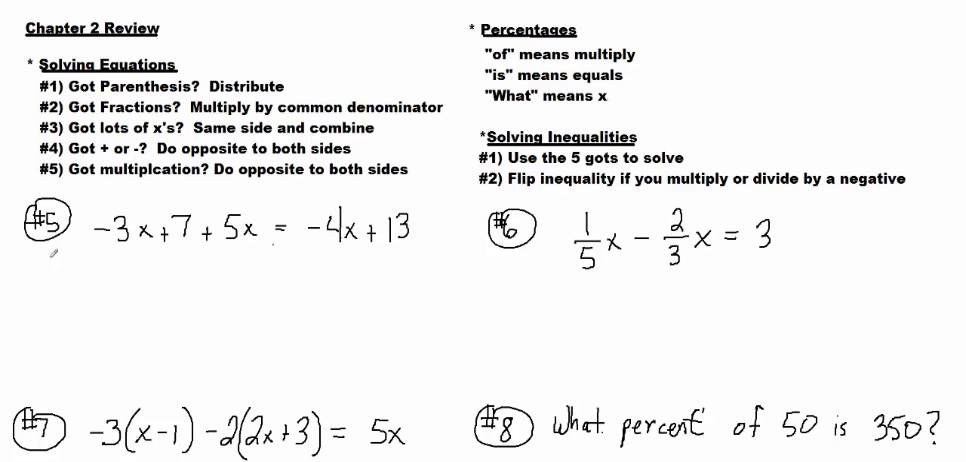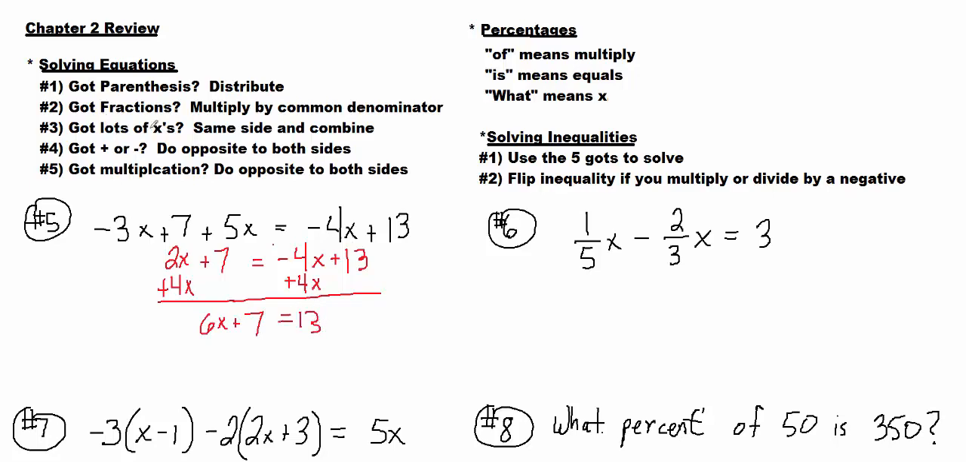Question number 5 on the final exam is going to look something like this. To solve this problem, we're going to go through the 5 GOTs. Do I got parentheses? Nope. Next one. Do I got fractions? Nope. Let's move on. Do we got lots of x's? Ooh, we do. We have an x here, an x here, and an x here. So I'm going to combine the left side here. Negative 3x plus 5x, well, that's 2x plus 7 equals negative 4x plus 13. I still need to get these to the same side, so let's go ahead and add 4x to both sides. Plus 4x, plus 4x. When doing that, I get 6x plus 7 equals 13.